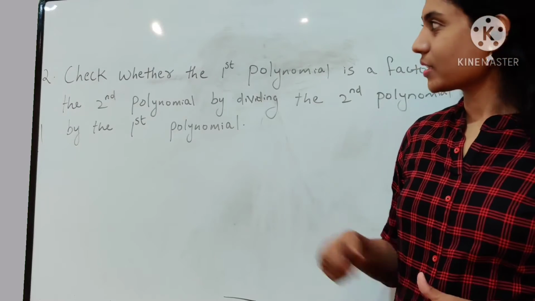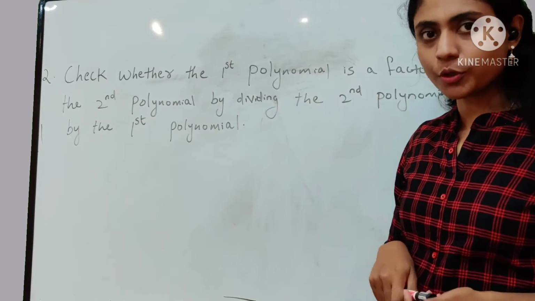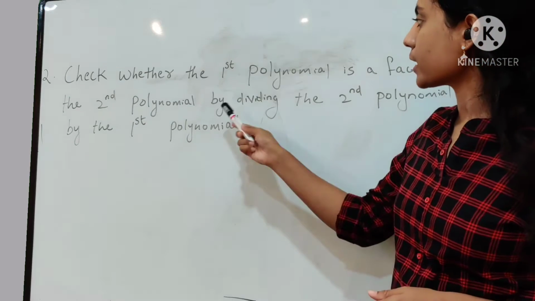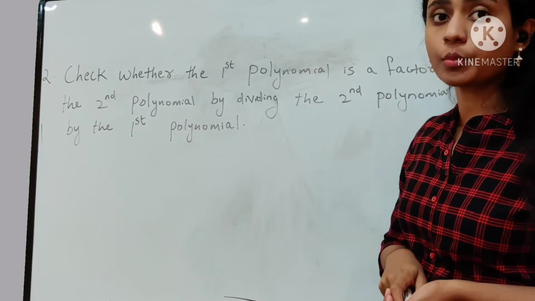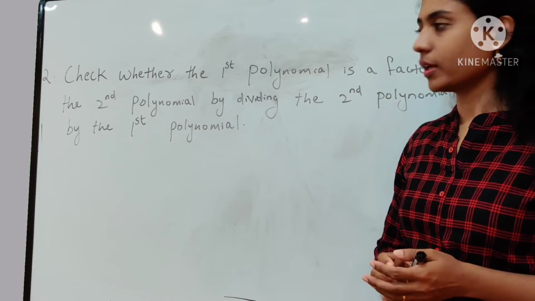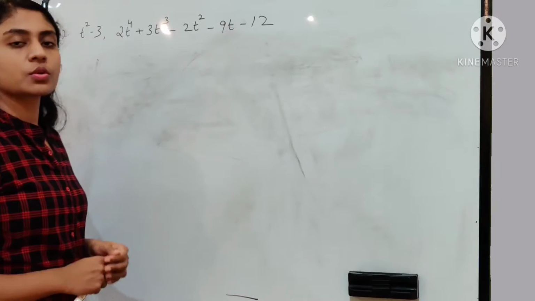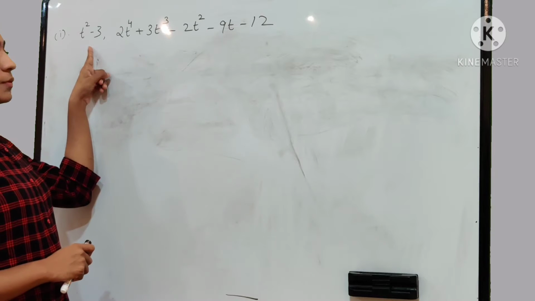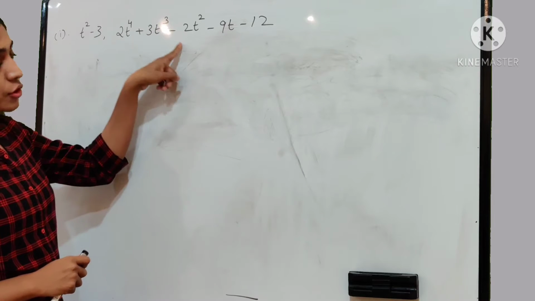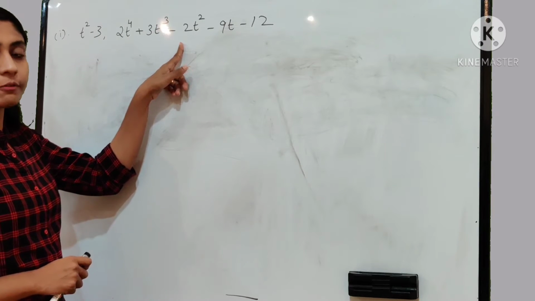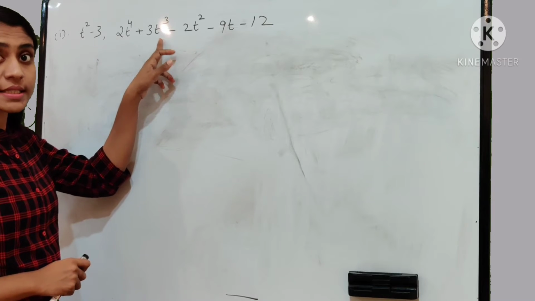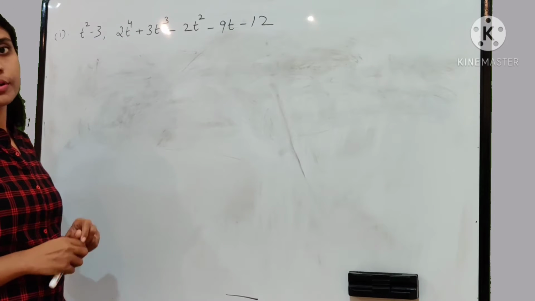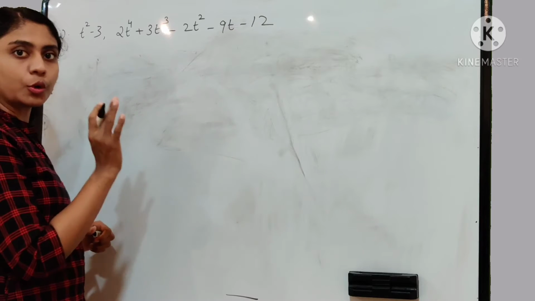Now the second question is to check whether the first polynomial is a factor of the second polynomial by dividing the second polynomial by the first polynomial. So we can look into the questions. So the first question is this one. We have to check whether this polynomial is a factor of the second polynomial by finding how? By dividing the second polynomial with the first polynomial. So we can do the polynomial division.